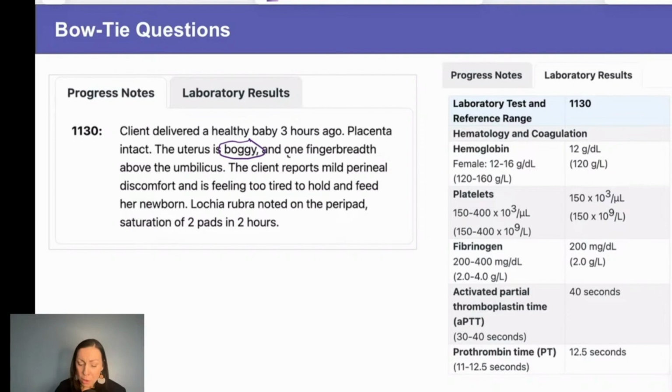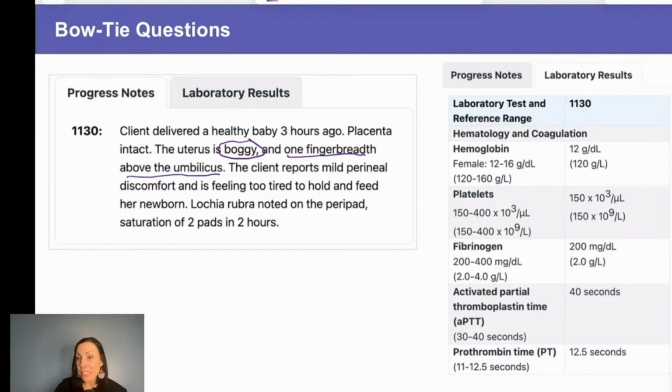What about the location? We have 1 finger breadth above the umbilicus. Where should that uterus be right after delivery? Yeah, Meg, great. You said the uterus is above. Absolutely. So it should really be at the umbilicus, at U or lower, right after delivery. It'll start to kind of refill with some blood a little bit after an inflammation happens, but right after delivery, we should at least be at U. So it's above the umbilicus. So it's up a little higher.